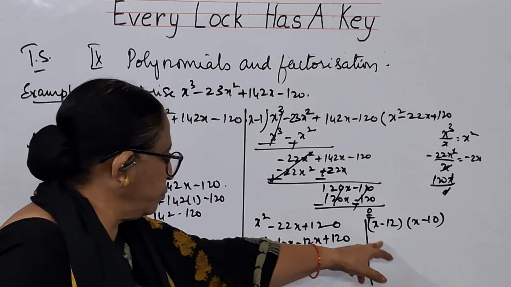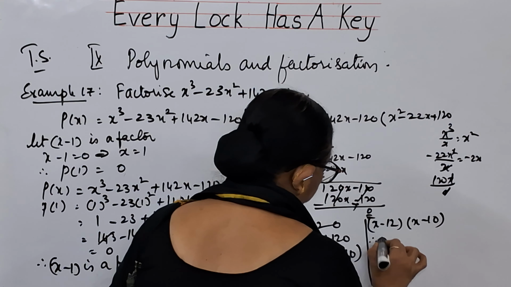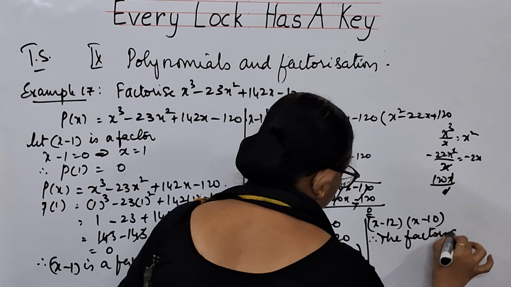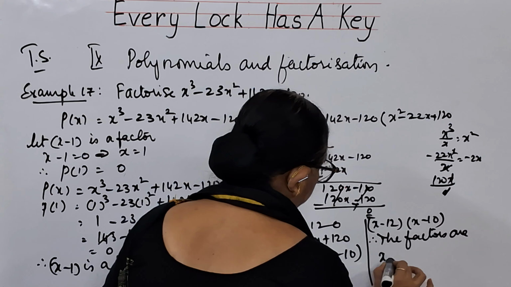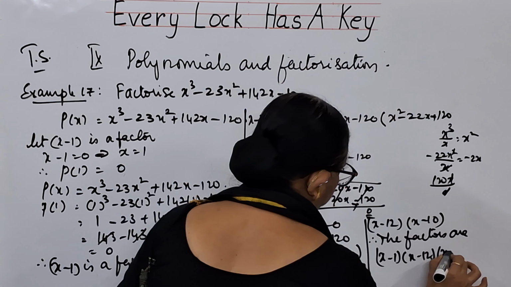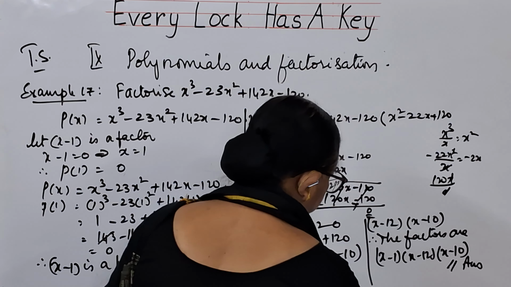So two factors we have got here, one factor you have got here. Therefore, the factors are x minus 1 into x minus 12 into x minus 10. This will be your answer.